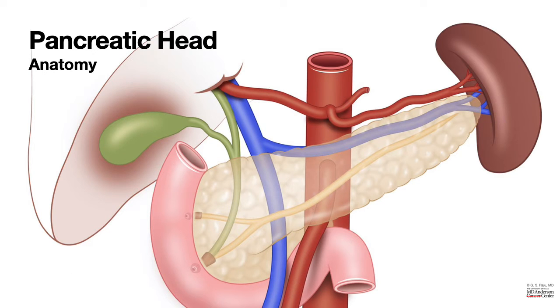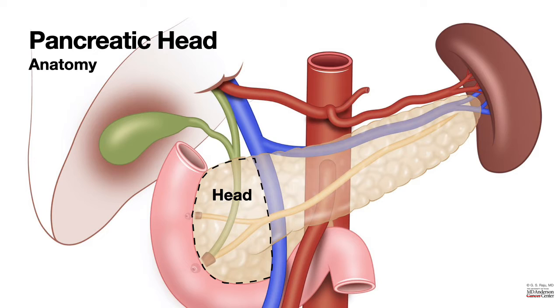As you can see here, the pancreas is enclosed in the C-loop of the duodenum and has different sections: head, neck, body, and tail. Here is the head of the pancreas, and as you can see, it is closely related to a number of different structures.